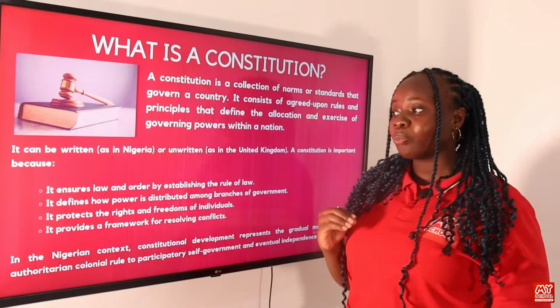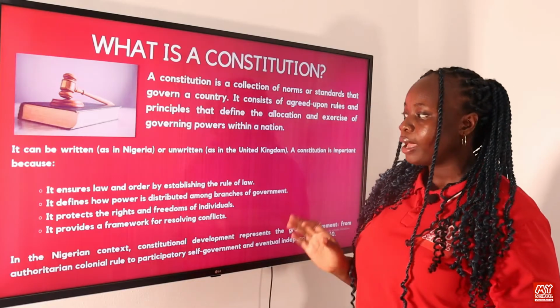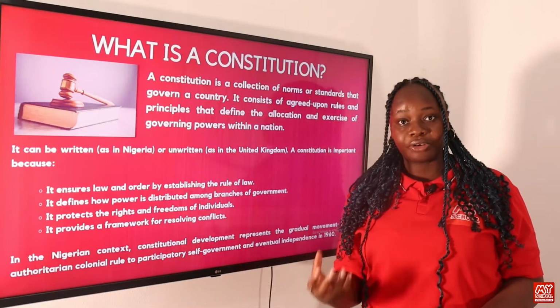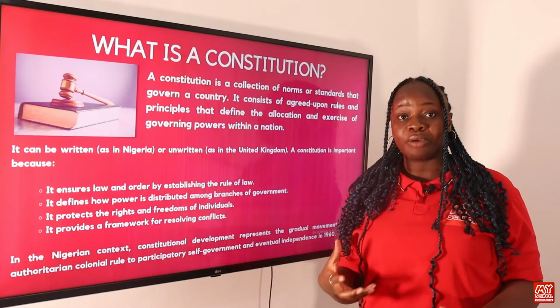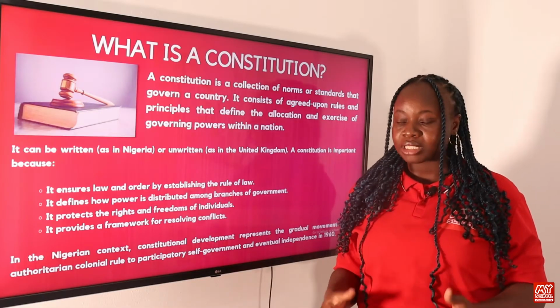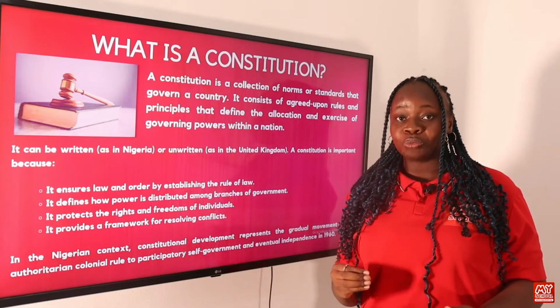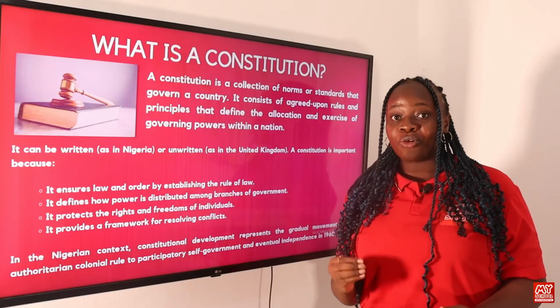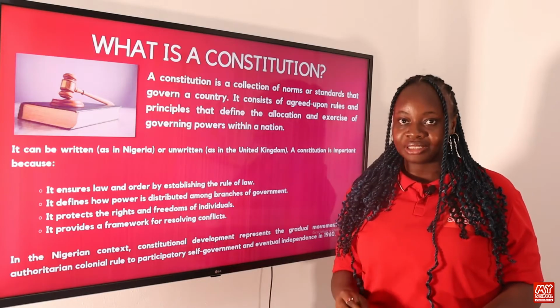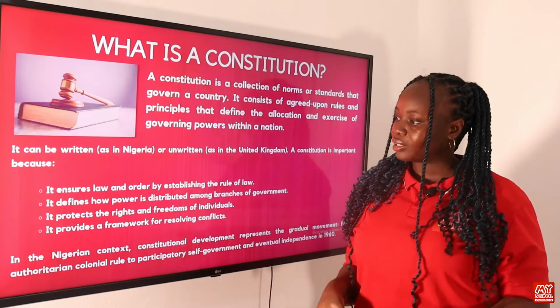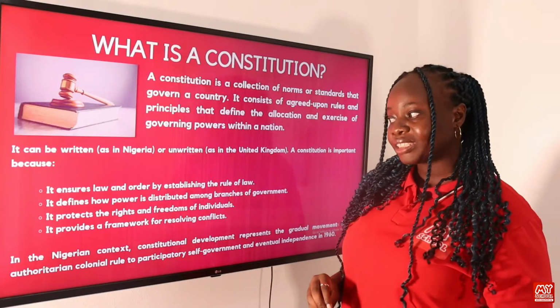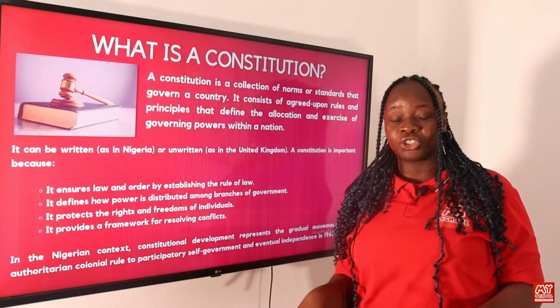A constitution is important because it ensures law and order by establishing the rule of law. This is very important in a society. There has to be a body of documents that contains the laws within society, and it has to be established that these laws are above everyone in society regardless of their status or the power that they hold within that society. It also defines how power is distributed among the various branches of government.